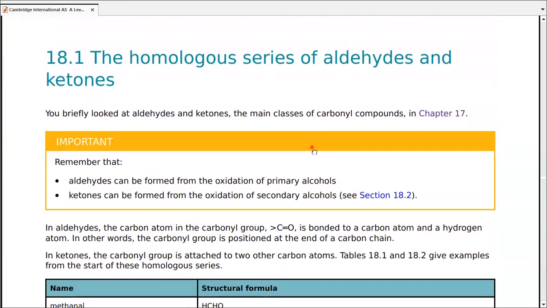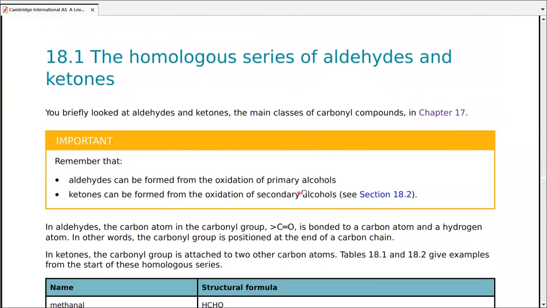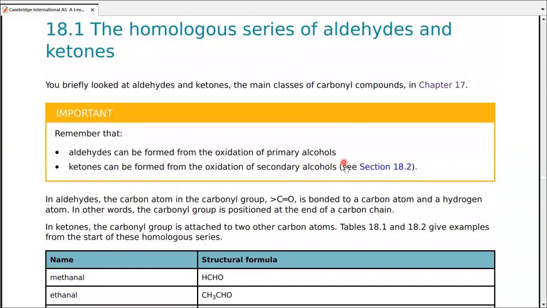Whatever those are used for, that's not the case we're going to study now. What we're going to focus on is the more difficult part. So the homologous series. Remember, aldehydes were formed from the oxidation of primary alcohol as well as alkenes. Ketones can be formed from the oxidation of secondary alcohol, again, as well as alkenes. So remember that we have been forming aldehydes and ketones previously. Moving on.